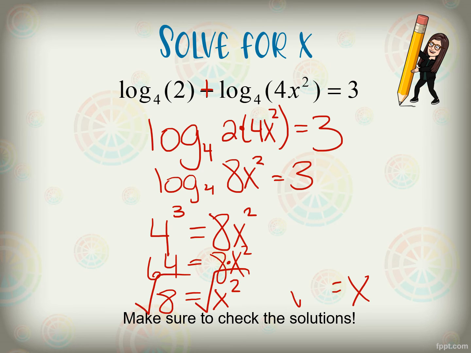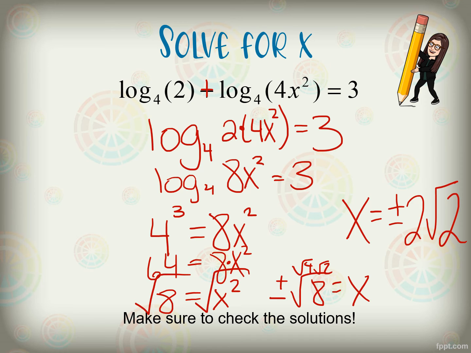x equals the square root of 8. And then don't forget we're solving, so it's a positive and a negative. And we have to reduce the radical. Square root of 8 breaks down to 4 times 2, which becomes a positive and negative 2 square root of 2.